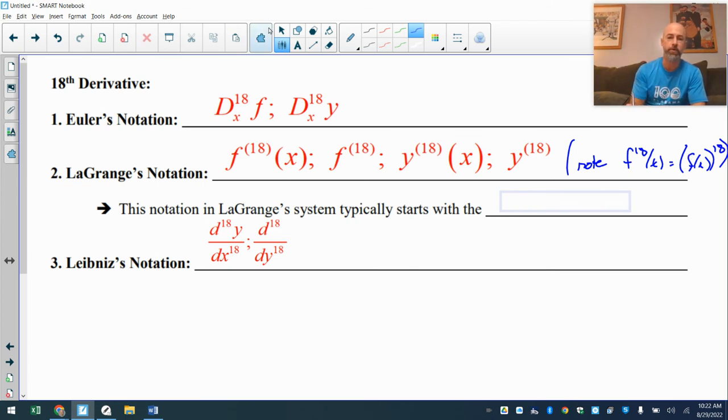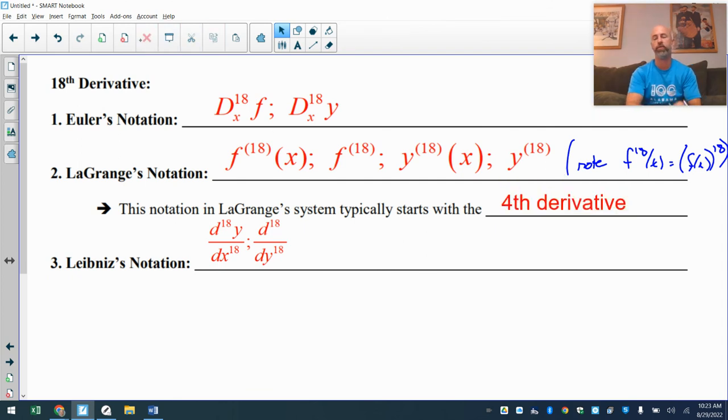And this notation with Lagrange typically starts with the fourth derivative. So you'll use prime marks for first, second, third derivatives. But when you get to the fourth derivative, you usually will see f with a 4 in parentheses. And there is an explanation of your common derivative notations.